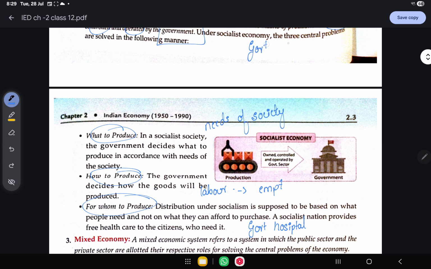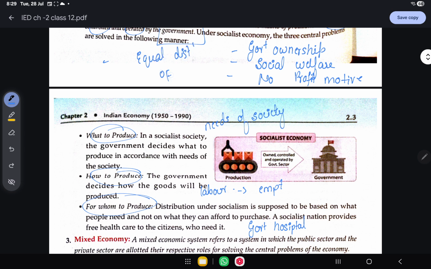Okay, so generally, what are the features of a socialist economy? First of all, there will be government ownership, and their main goal is social welfare, not profit. No profit motive. Because of that, there will be an equal distribution of income.